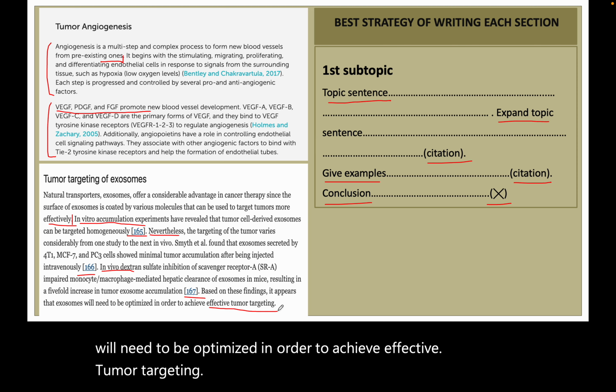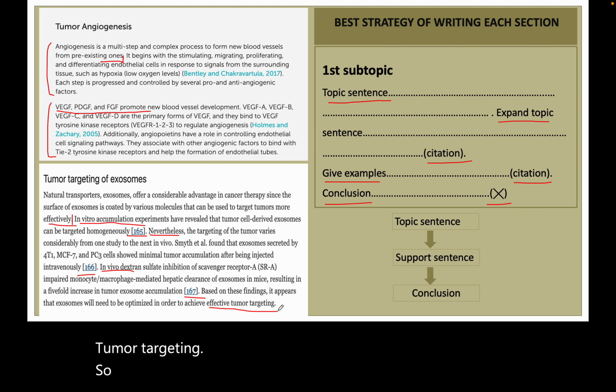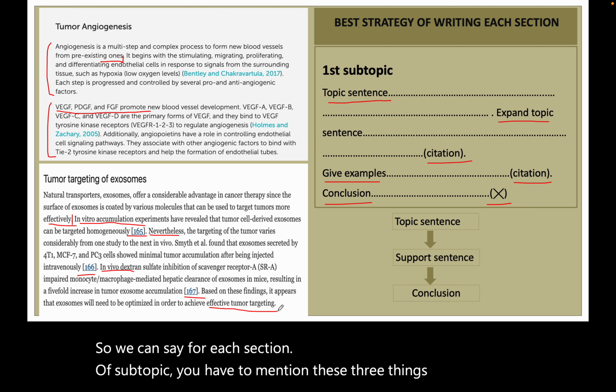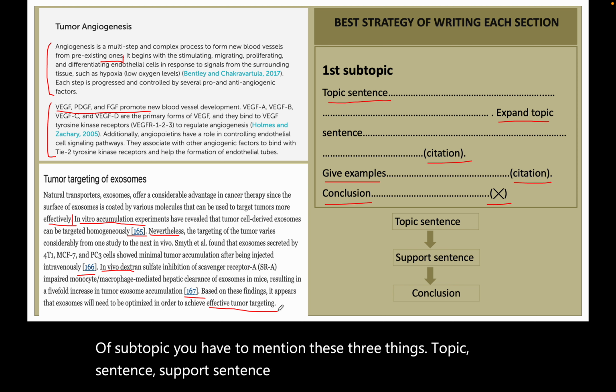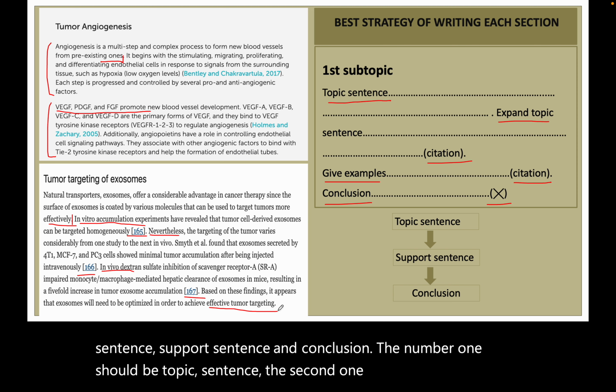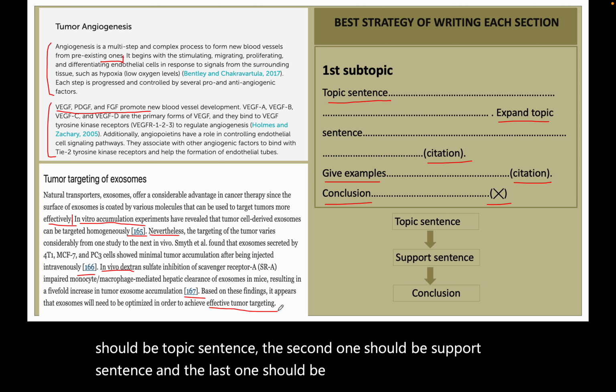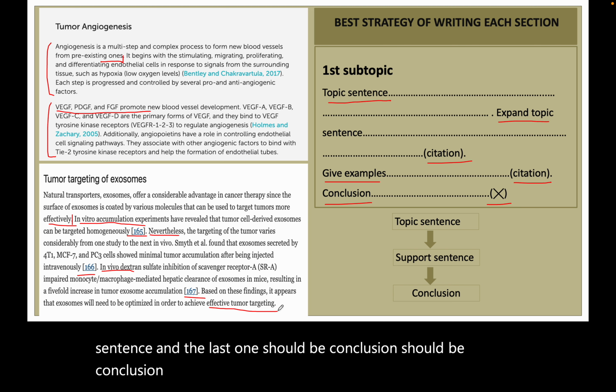So, we can say for each section of a subtopic, you have to mention these three things: topic sentence, support sentence, and conclusion. The number one should be the topic sentence, the second one should be the support sentence, and the last one should be the conclusion. So these are strategies to write each section for your subtopic.